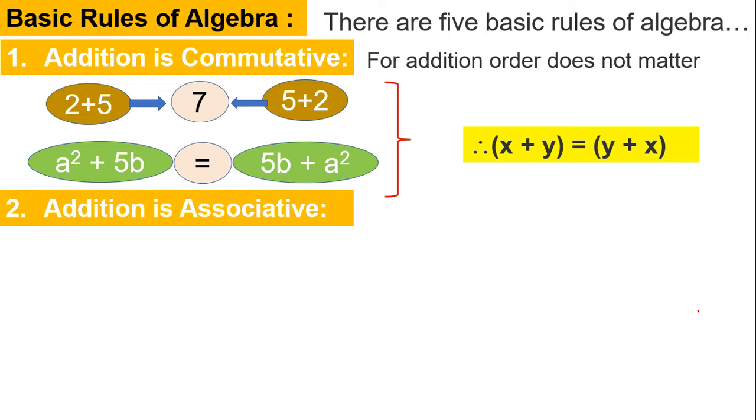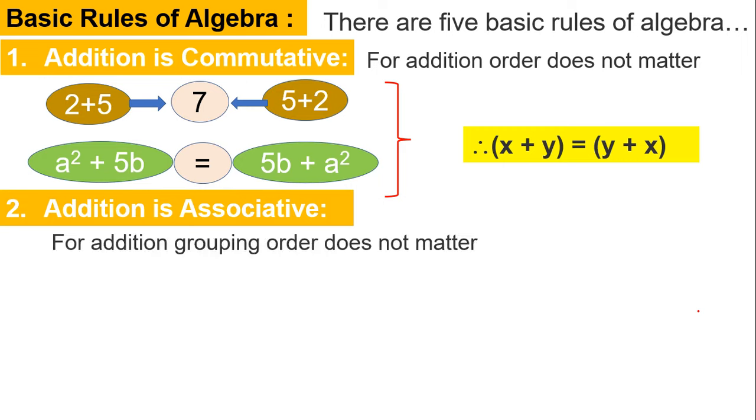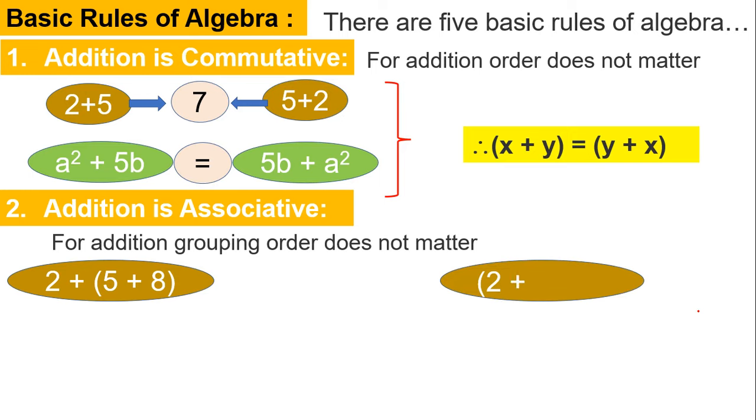Then second, addition is associative. What is the meaning of this? For addition, grouping order does not matter. In case of addition of more than two numbers, we can group the numbers in any order. That doesn't matter, the answer will be the same. For example, 2 plus 5 plus 8. Another possible group is 2 plus bracket 5 plus 8, and another possible group is 2 plus 5 in bracket plus 8. Like this.